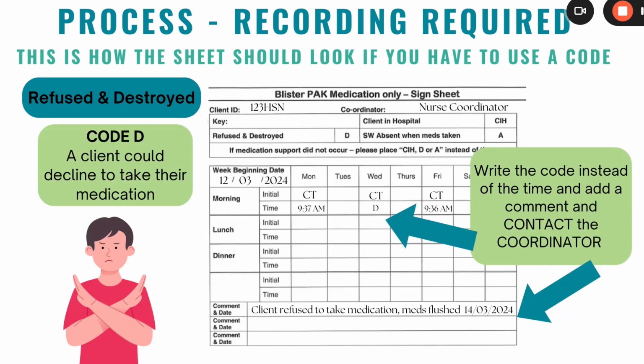This is how you record a code D on the medication sign sheet. Write the code instead of the time and add a comment and contact the coordinator. In this example, client 123 from Home Support North refused to take their medication on Wednesday. The comment says, client refused to take medications. Medication has been flushed.